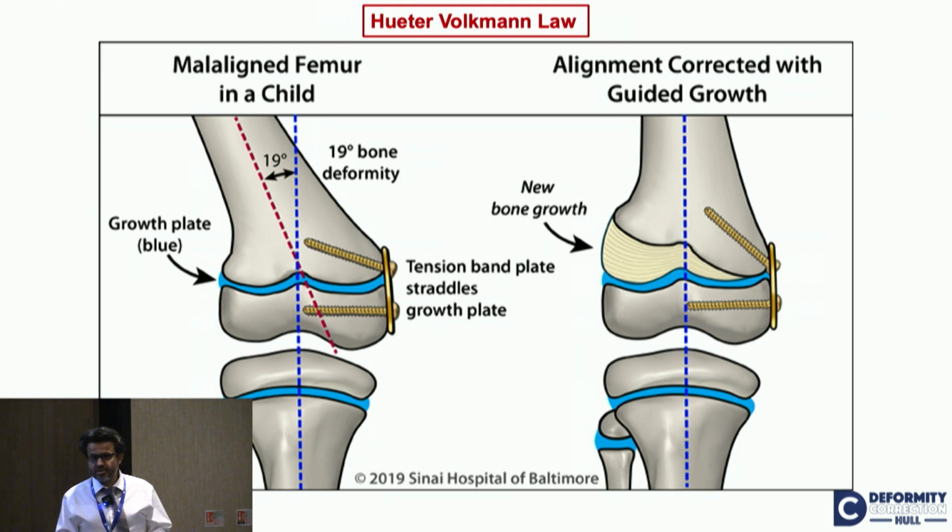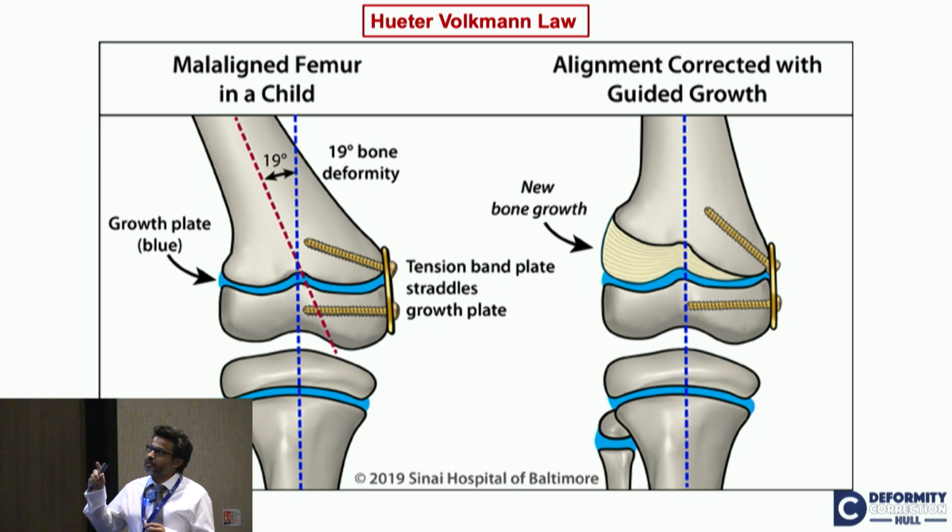It's basically based on the Hueter-Volkmann law, which clearly states that on the side of compression, bone growth is inhibited, while it's stimulated on the side of tension. So what will happen if we control or tether one side of the growth plate that we think is more active or growing faster than the other, to allow some time for the sick physes, or sick hemiphyses, to recover? That's the basic idea, and that's what happened here, if you see.